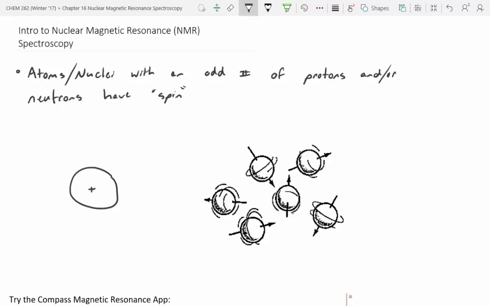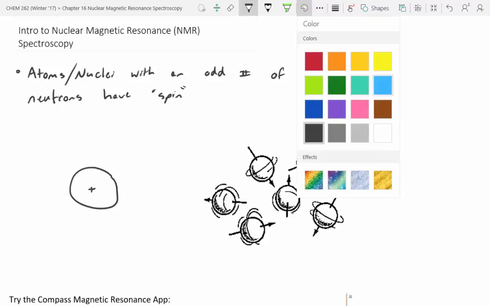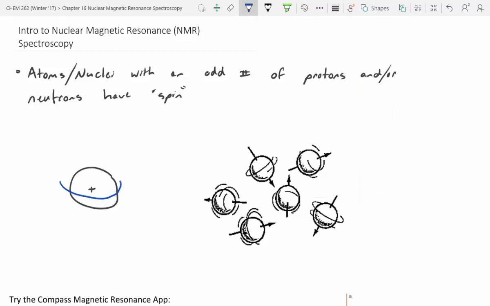And if this nucleus is spinning around in space, you can imagine it is rotating something like this. All of a sudden, it will start generating a magnetic field going kind of north and south. I'm just drawing magnetic field lines. Up here we've got our north pole, down here we've got our south pole. And depending on the nucleus, the strength of this magnetic field will vary.